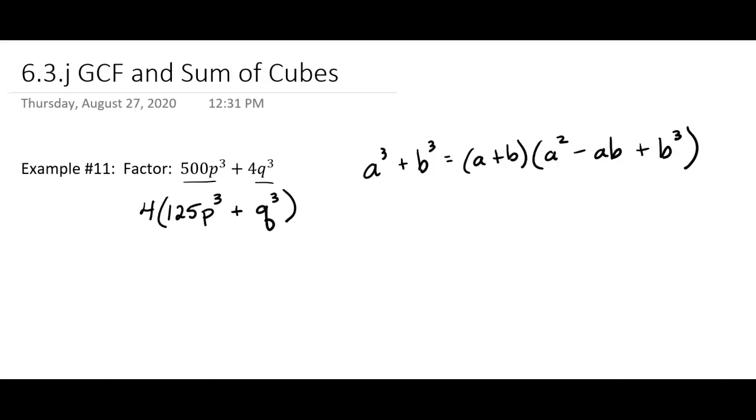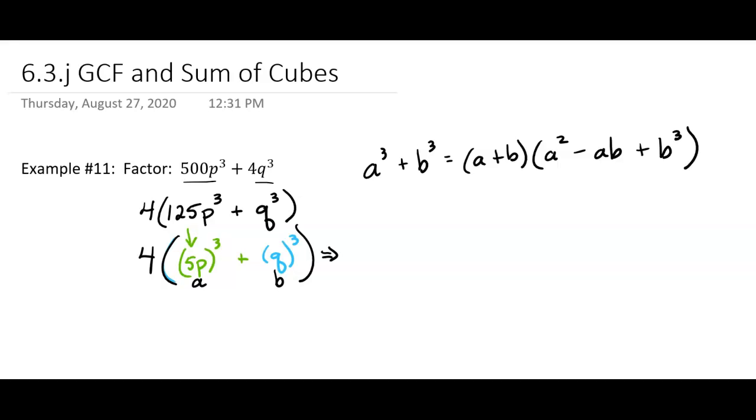And so we're going to think of that 125p cubed as 5p cubed. And then the q cubed, well, think of that as q cubed. And the reason I write it that way is a really common mistake for students. They don't think of the cube root. So you've got all this in parentheses, and then the 4 is just out front because that was the GCF. Okay, so my A is going to be the 5p, and the B is going to be the q.